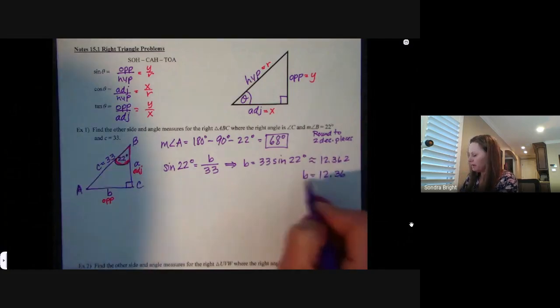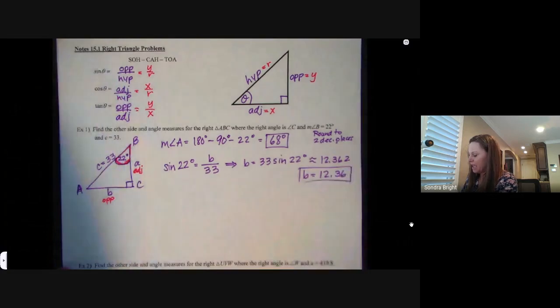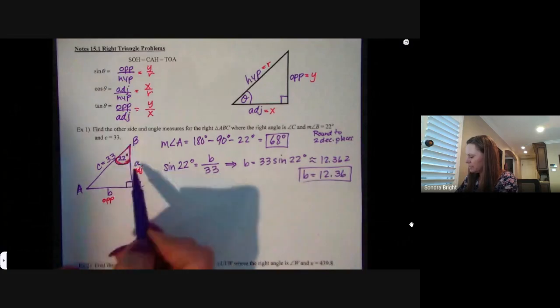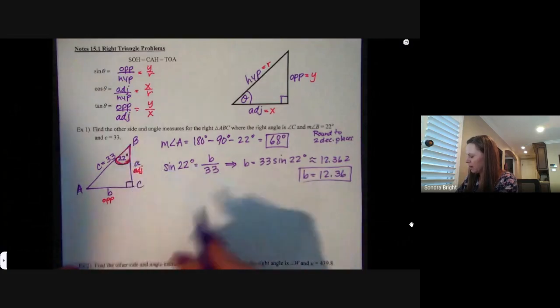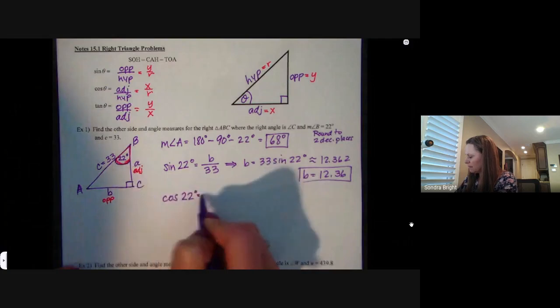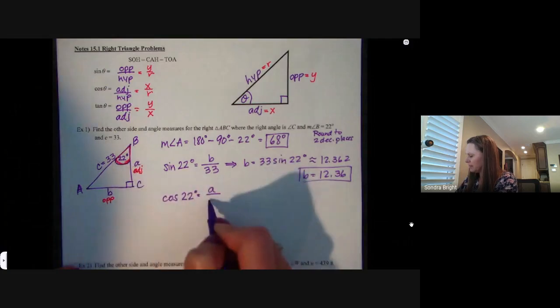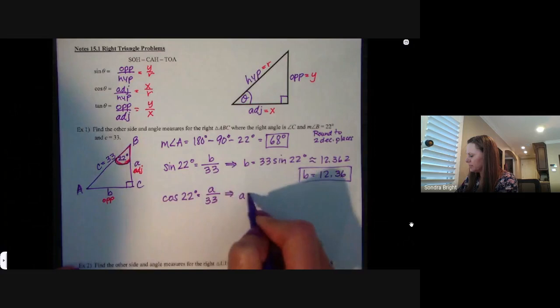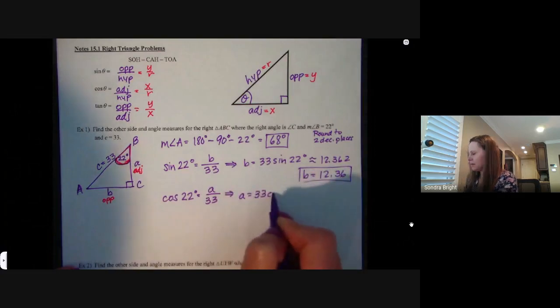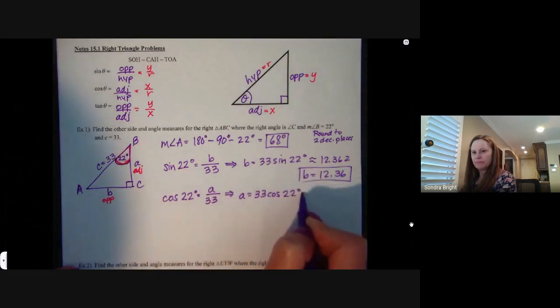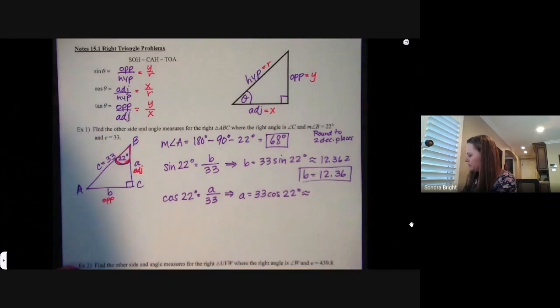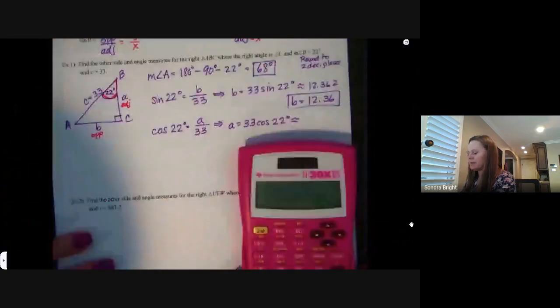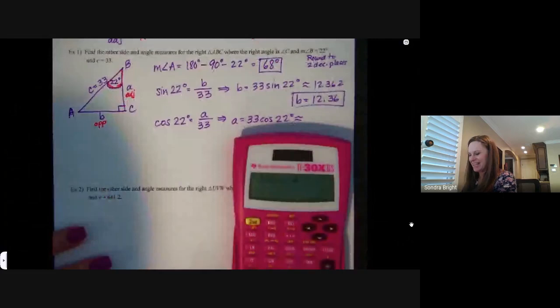And then to find side A, I know angle B, and that's the side adjacent. So cosine of angle B is equal to side A over the hypotenuse. Well, that'll give me A is equal to 33 times cosine of 22 degrees. I'll put that in my calculator. So 33 times cosine of 22, and that gives me 30.597.